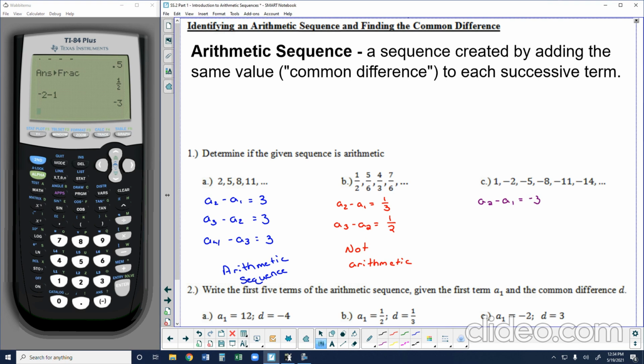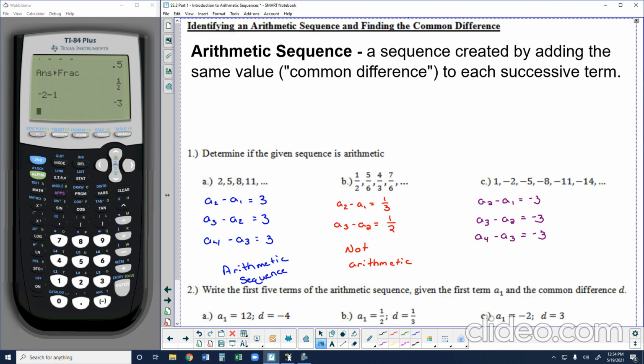That's okay. We just need to be consistent here. So I'm going to subtract each of these. I'm going to subtract the higher term from the lower term in terms of numbers. So -5 minus -2 would be -3. If I look at the fourth term subtracted by the third term, so our fourth term is -8 minus -5 would be -3.